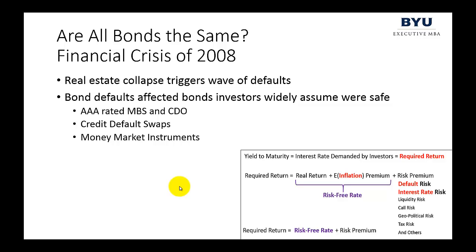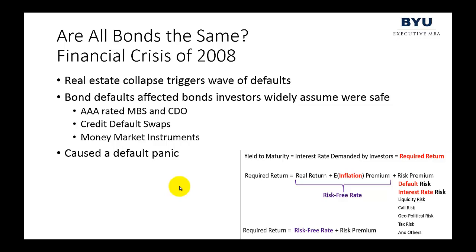In 2007 and 2008, real estate collapsed, which triggered a wave of defaults. And these bond defaults affected bonds that investors widely assumed were safe. So AAA rated bonds, specifically MBS and CDO, dropped precipitously in price on the heels of the real estate collapse. Credit default swaps got obliterated, at least people on one side of the credit default swaps. Money market instruments even got hit, specifically when Lehman Brothers went bankrupt. They defaulted on some of their money market instruments.